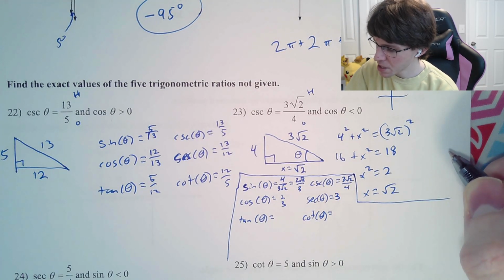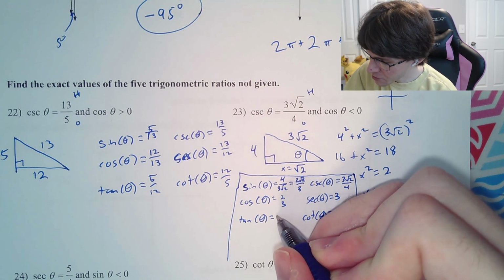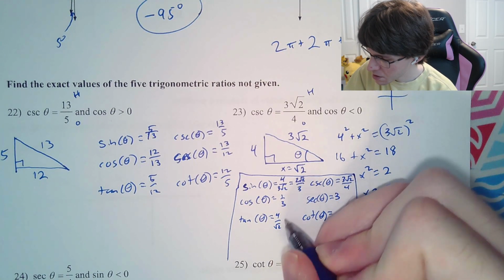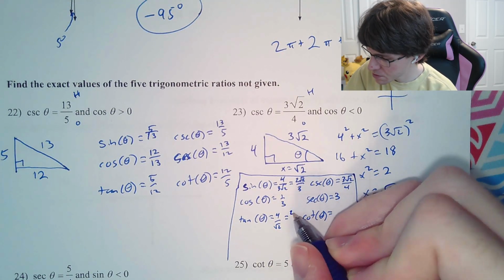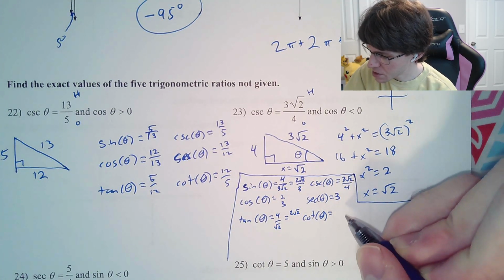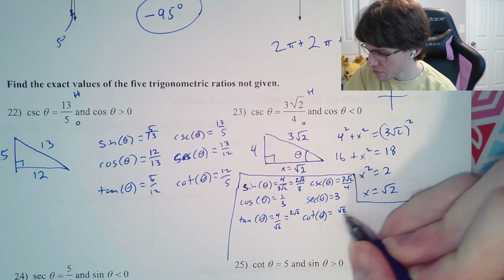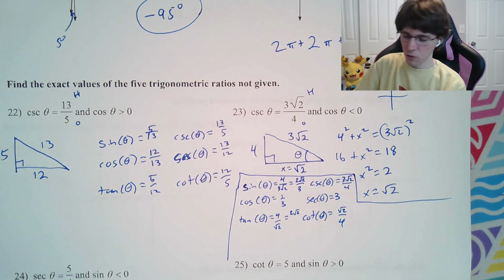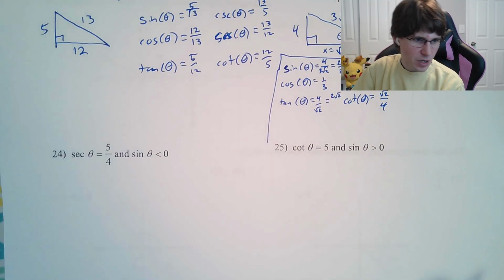For the tangent, you'll have 4 over rad 2, which will reduce to 2 rad 2. And cotangent, the upside down of that, is going to be rad 2 over 4. Whew. Nasty one. This one's a lot easier, though.